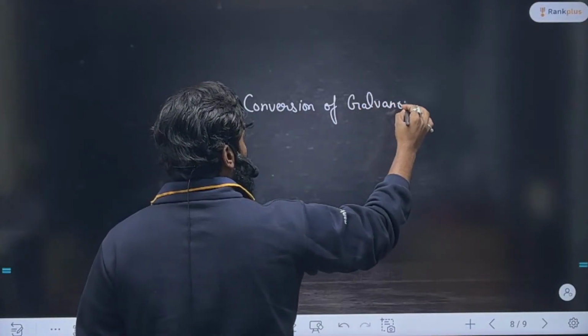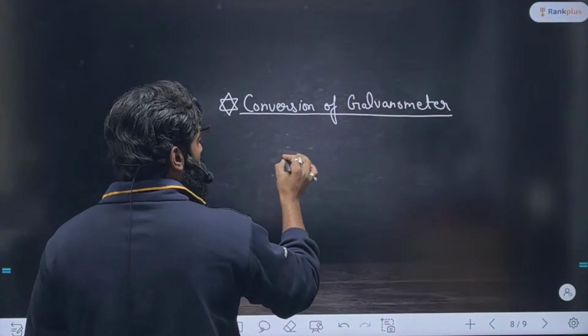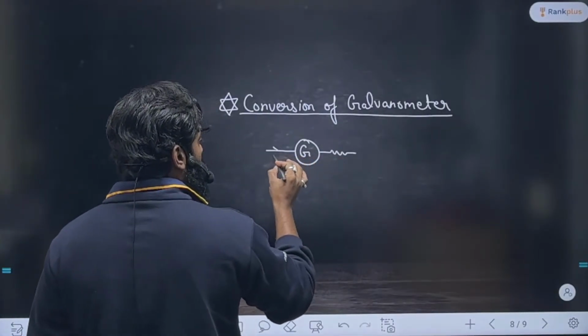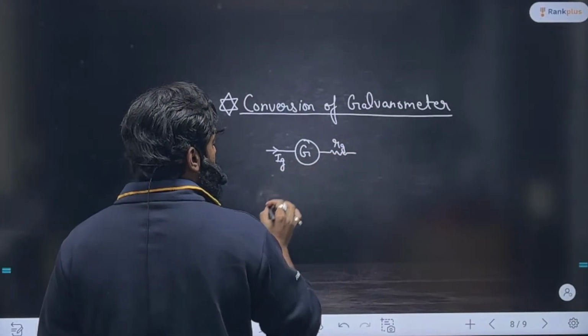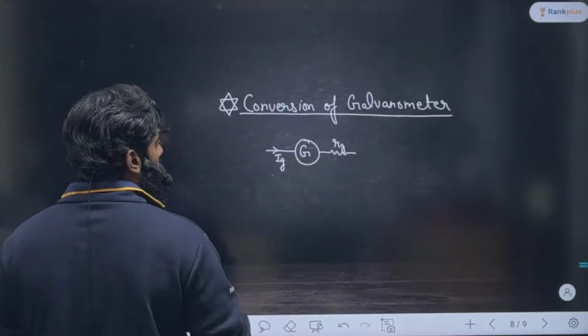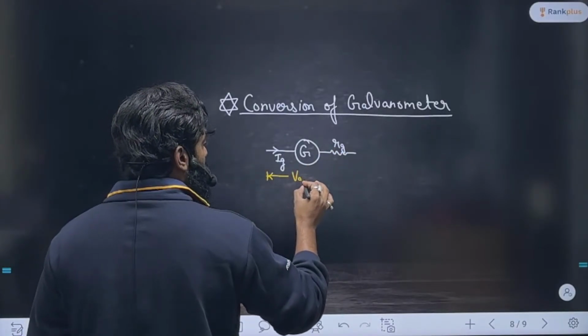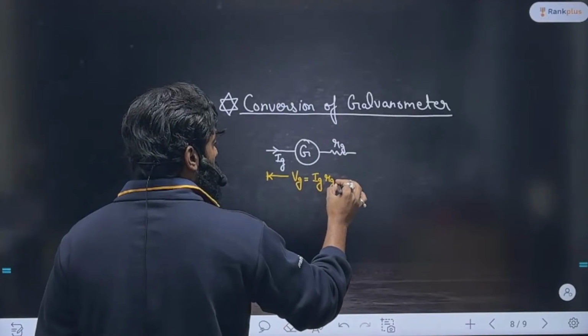In this chapter, we are also having a conversion of galvanometer. So galvanometer is basically a very sensitive device. If Ig current is flowing through it and Rg is the resistance of the galvanometer, the voltage of the galvanometer is IgRg.